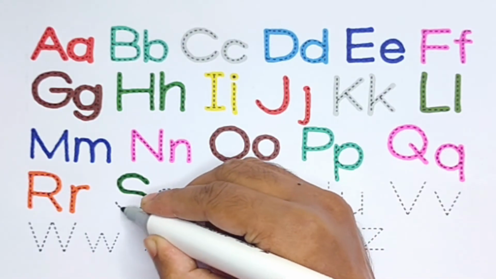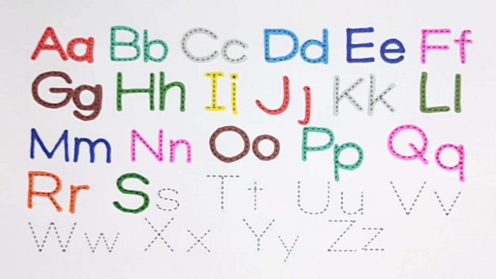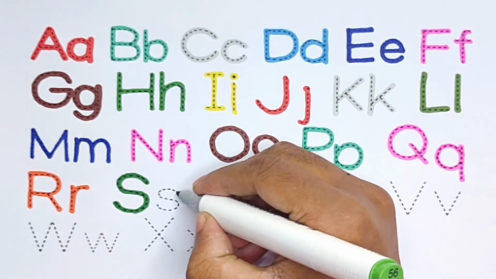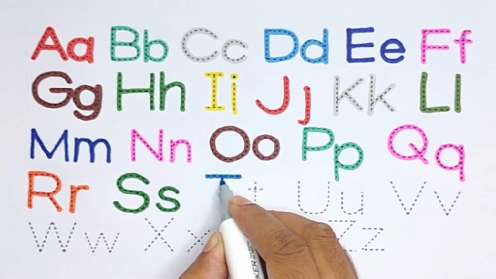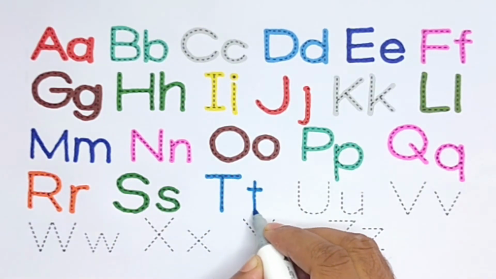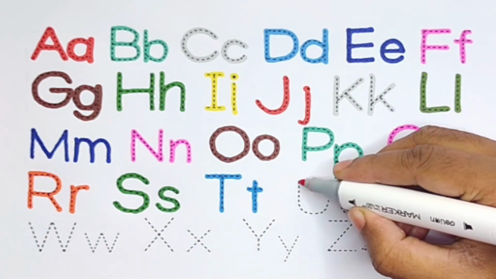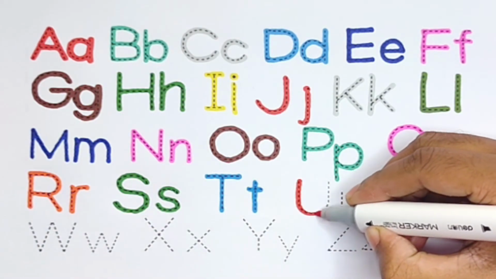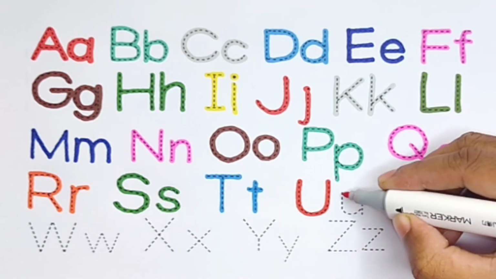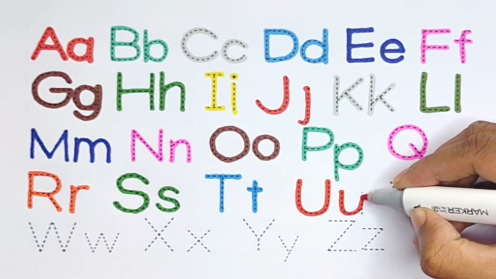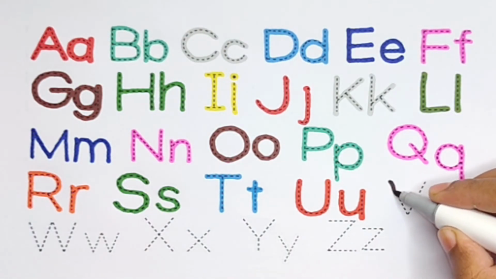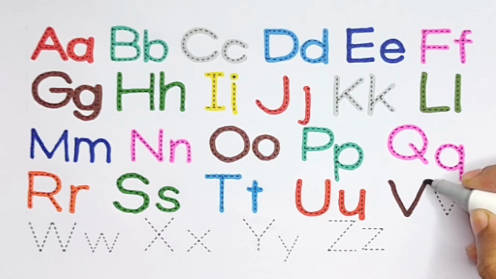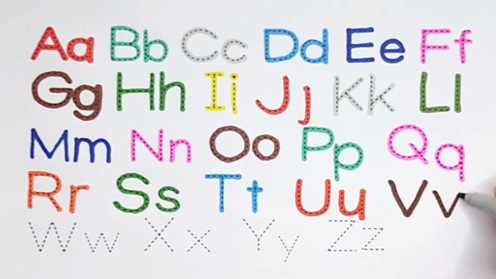S. S for strawberry. S for sun. T. T for tomato. U. U for umbrella. U for unicorn. V. V for vest. V for vegetable.